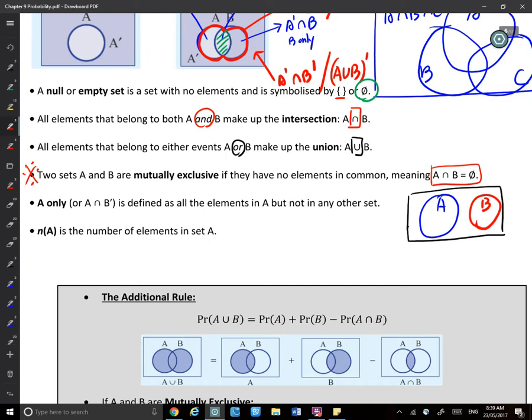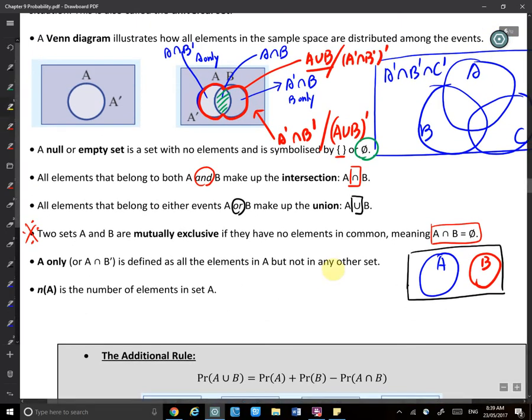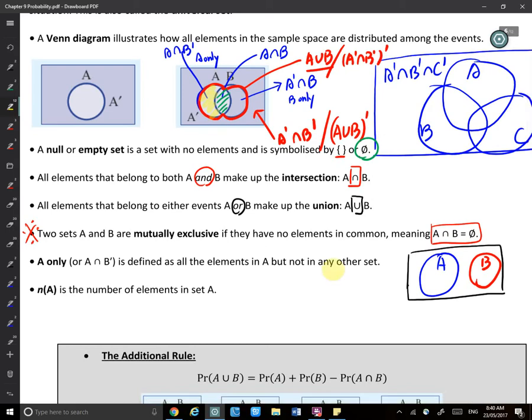The intersection means and. Belongs to A and not belongs to B. So you will have this part, the yellow part, which is A only. Only belongs to A, not belongs to B.